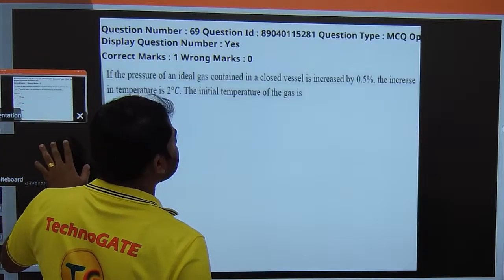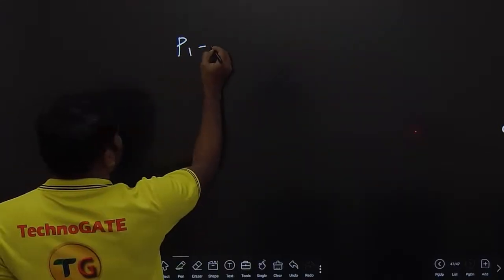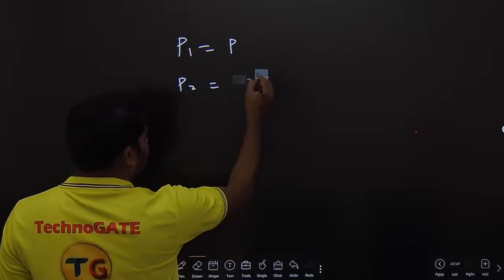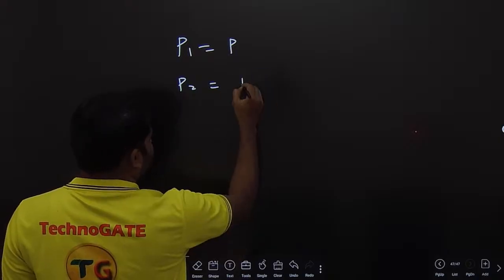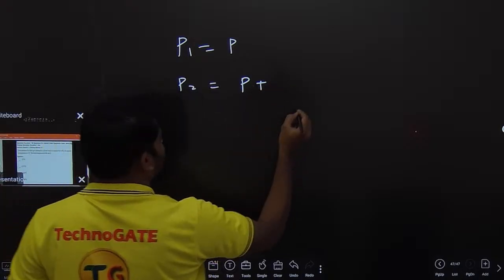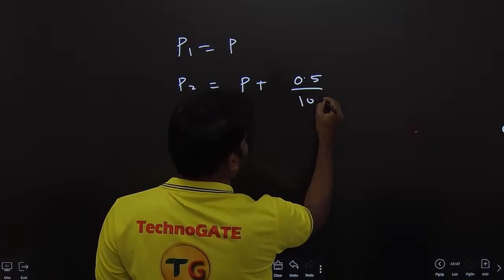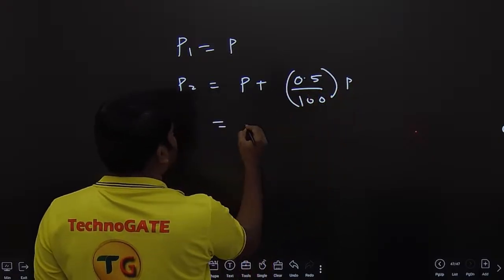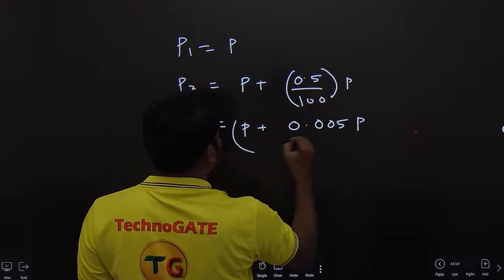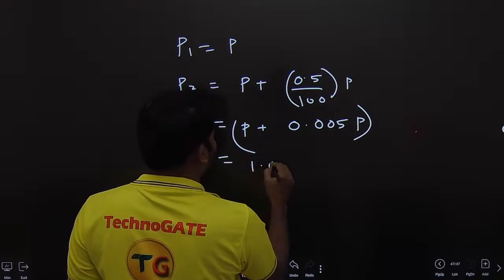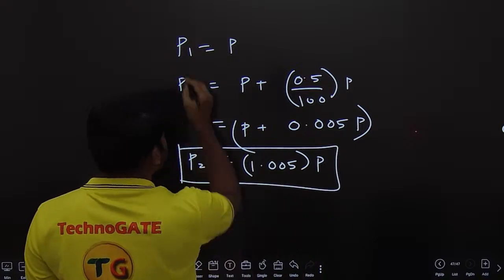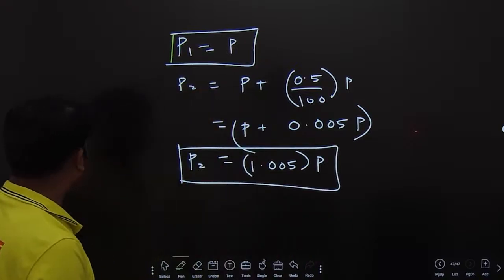So pressure is increased by 0.5%. Pressure is 1, which is P. The original pressure is P, and 0.5 by 100 is the increase. So this will become P plus 0.005P, which comes out to be 1.005P. So P1 is this much, P2 is equal to 1.005P.